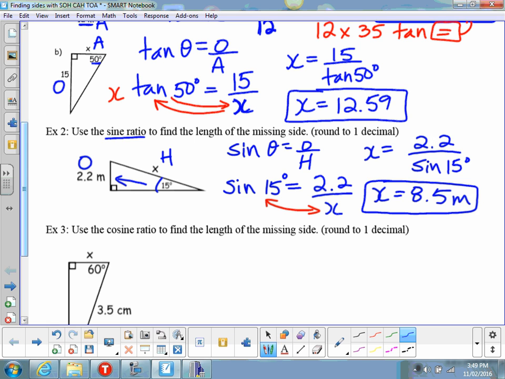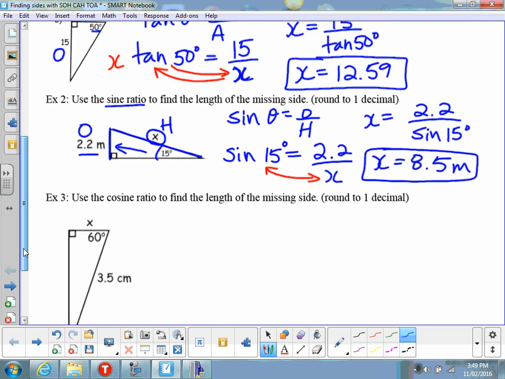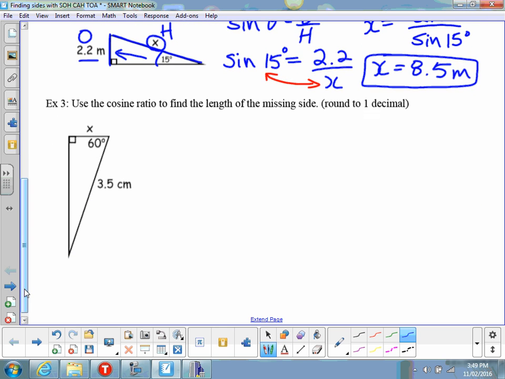It's always good to check, I said this before, but it's important to emphasize that when we get our answer, it should make sense in the diagram. So 8.5 makes sense as the length of x because you can see that this side is much longer than that side. So 8.5 compared to 2.2, that makes sense with the numbers that we have in the diagram.